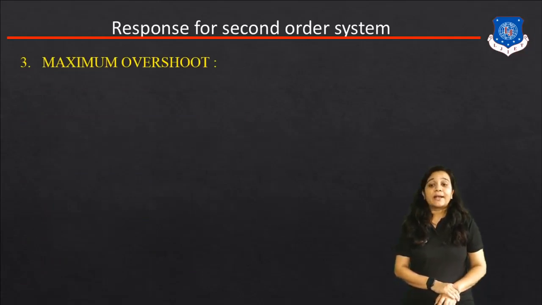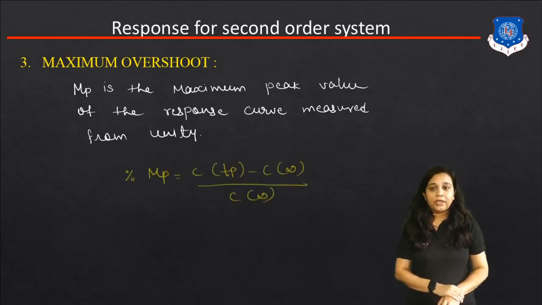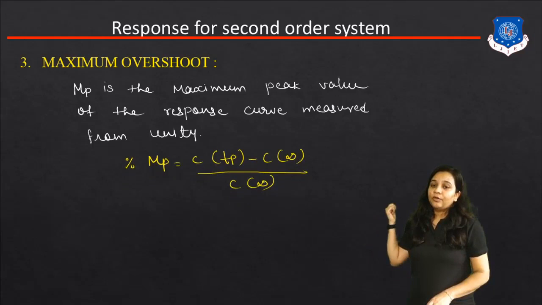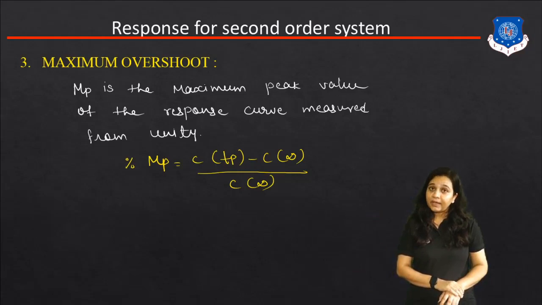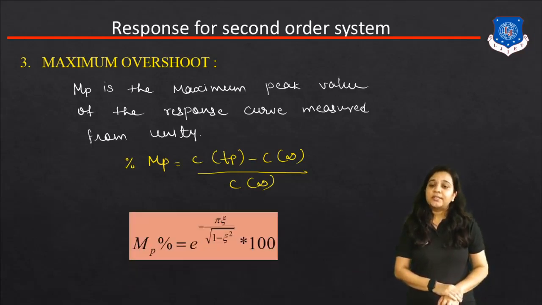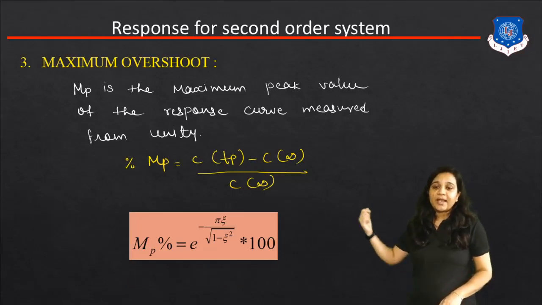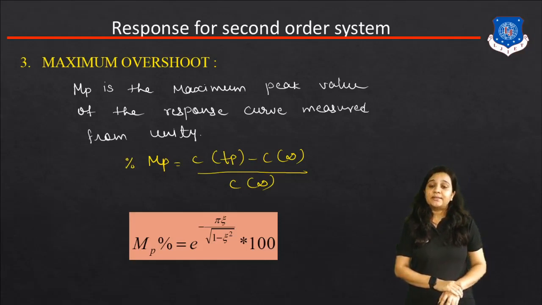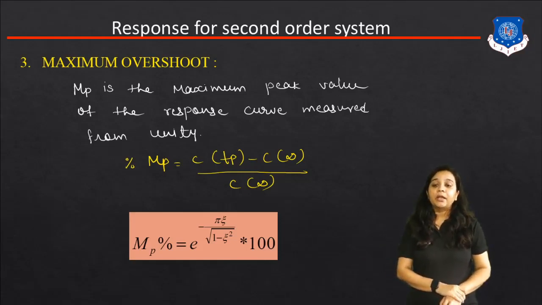Now the third one is the maximum overshoot. What is the maximum overshoot? Mp is the maximum peak value of the response curve measured from unity. To find the value of Mp, percentage Mp is equal to c(peak time) minus c(infinity) upon c(infinity). So the equation of Mp is equal to e raised to minus pi zeta upon under root of 1 minus zeta square, into 100%. How we get this equation, we have to study in the derivation of the peak overshoot.